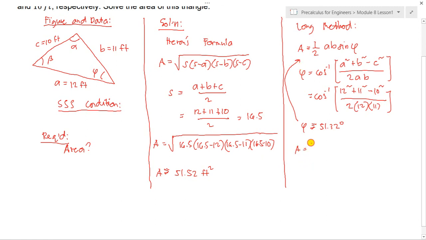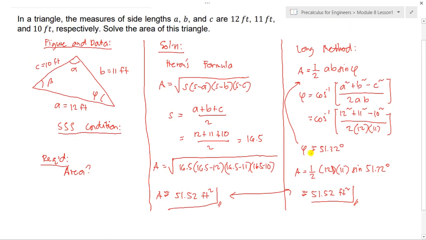Since we now have gamma, we can plug this into our area. Area is equal to 1/2 times 12 feet, multiplied by B which is 11, then sine of 51.32 degrees. So simplify, 0.5 times 12 times 11 times the sine of 51.32. The answer is 51.52. So approximately 51.52 square feet. So therefore, both methods are the same.